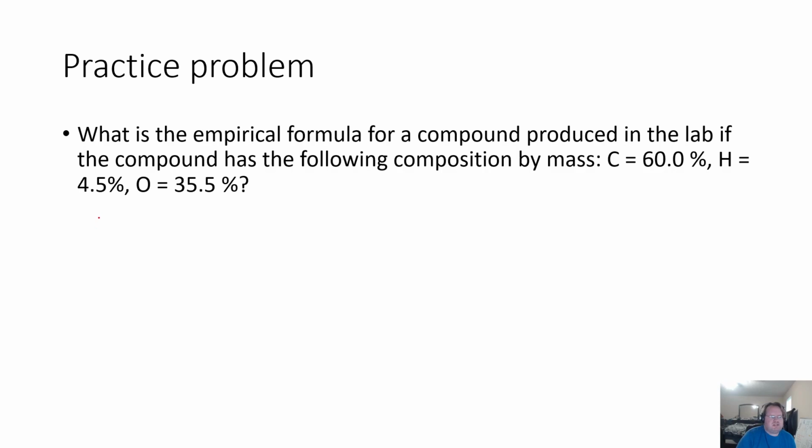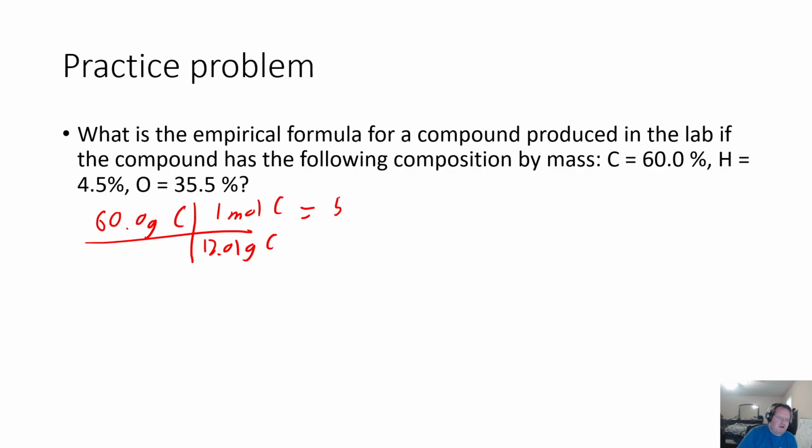So first I'm going to treat the percentages as just grams. So I've got 60.0 grams of carbon, and I want to convert that to moles. Its molar mass is 12.01 grams of carbon per 1 mole of carbon. It's going to be about 5. 60 divided by 12.01 will give me 5.00 moles carbon.